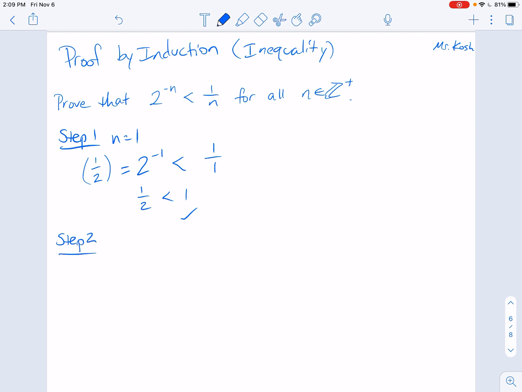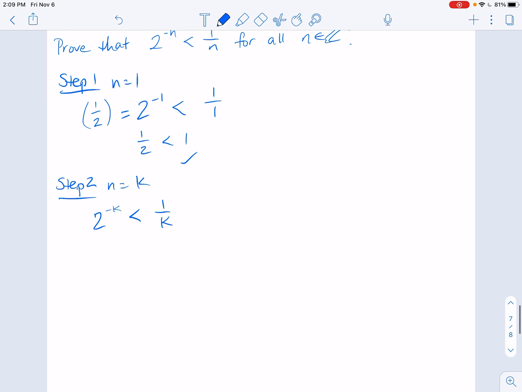Step 2, n equals k. We're going to assume that 2 to the negative k is less than 1 over k. So we're making that assumption. And now in step 3, we want to look at n equals k plus 1. This means that 2 to the negative k plus 1 has to be less than 1 over k plus 1.